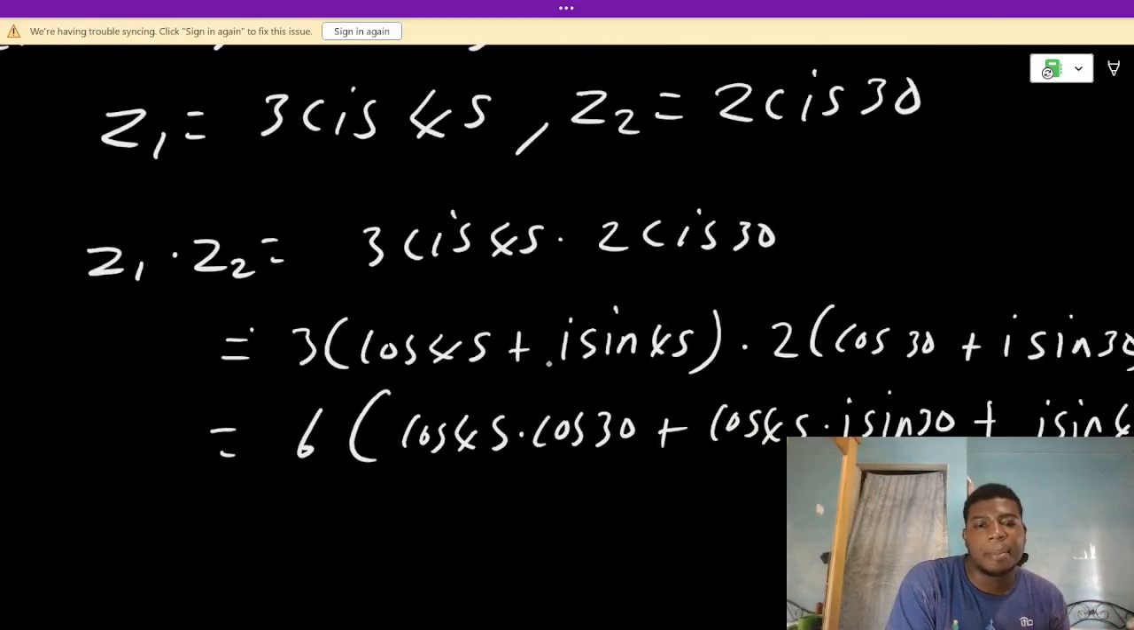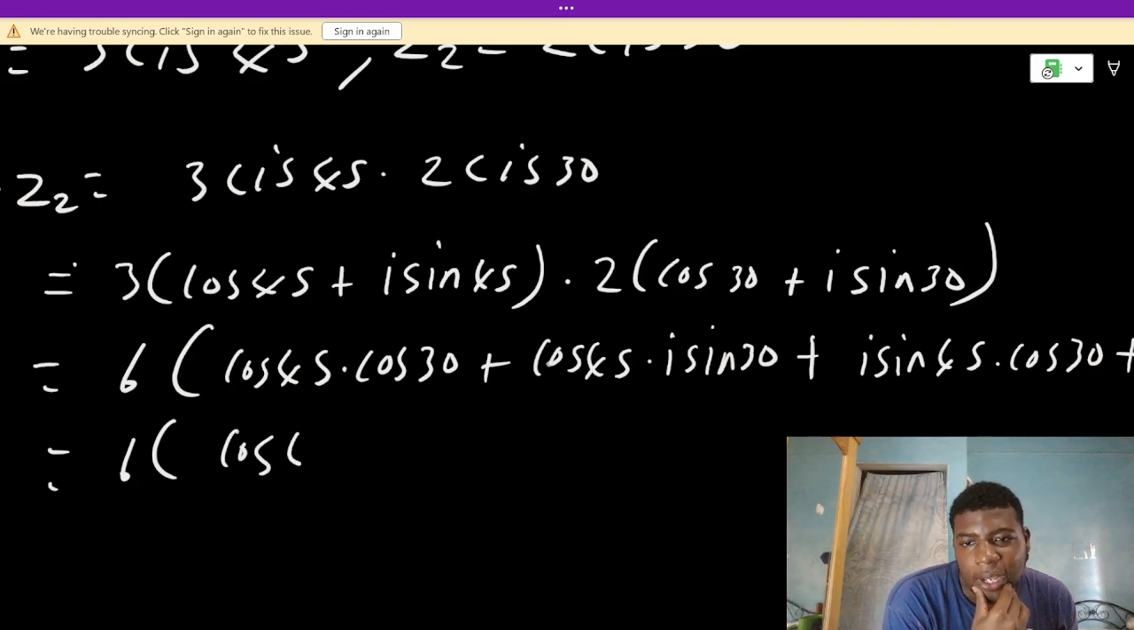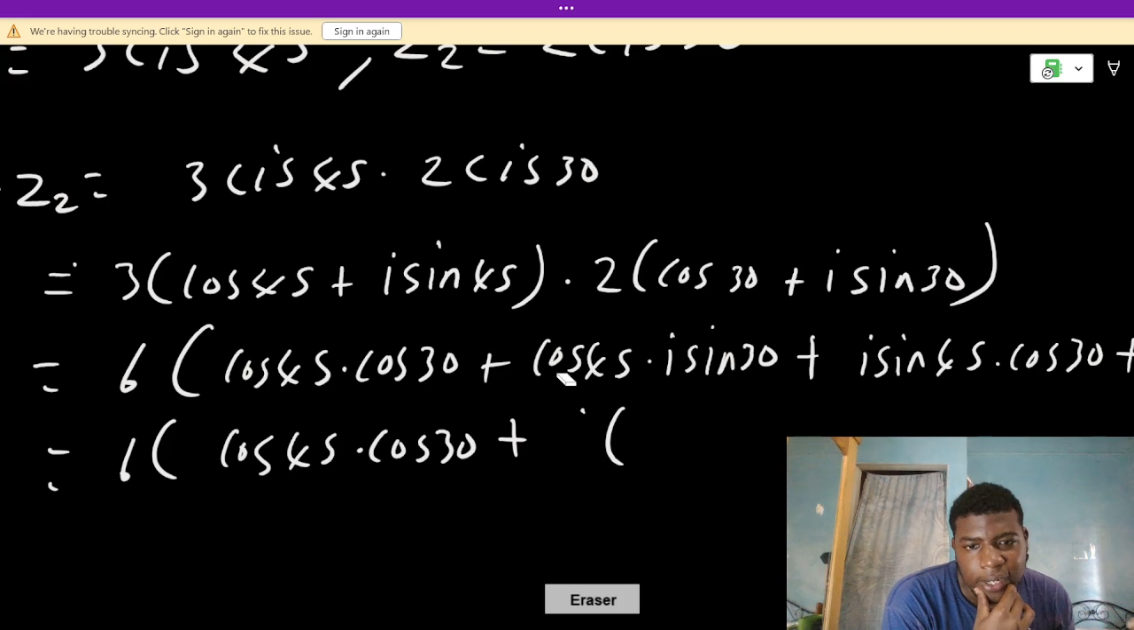Now here's something that's kind of magical. Let me simplify it a bit. So you have cos 45 cos 30, plus, we simplify the i term, so there is i open brackets, but actually there are two of them, so there is 2i.